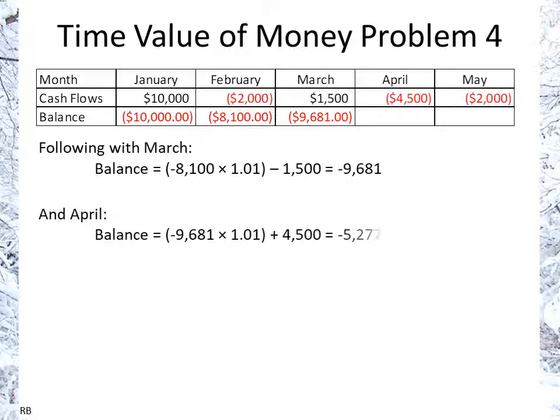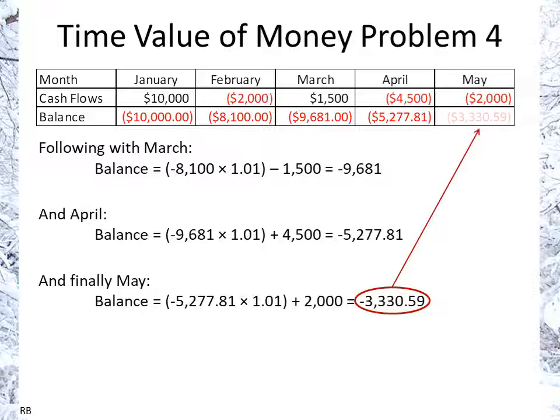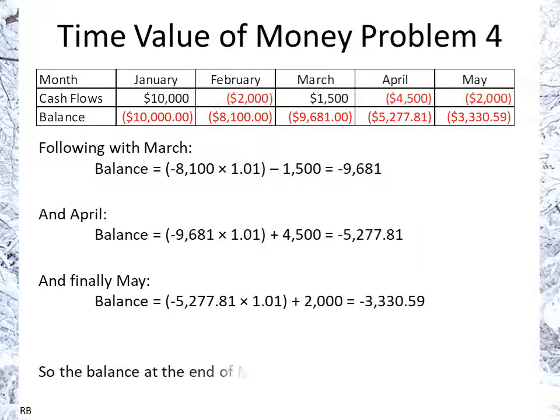So April, we're multiplying the balance of March times 1.01, and now we're going to add the negative 4,500 because that's a payment, adding on a negative number, so it's reducing the balance owed. And finally in May, we're going to have 3,330 and 59 cents. So the balance at the end of May is exactly that.